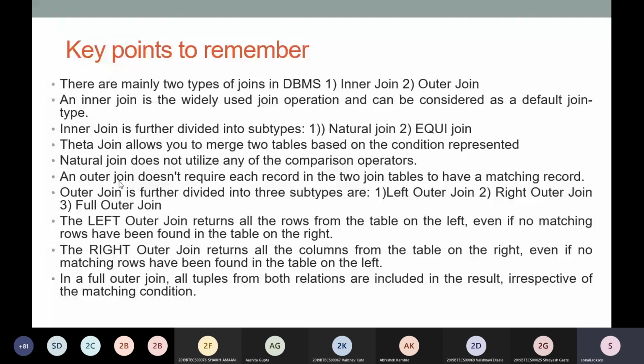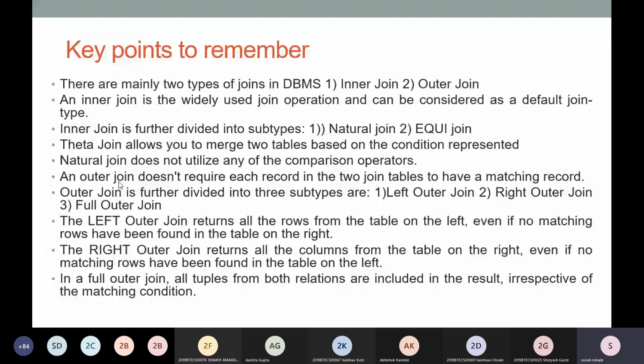Simultaneously, I request you all to read with me. There are mainly two types of joins in DBMS, inner join and outer join. An inner join is the widely used join operation and can be considered as a default type. Inner join is further divided into two subtypes, natural join and equijoin. Theta join is also there, okay, but I have not told you because it is used while merging two tables. So that we will see afterward.